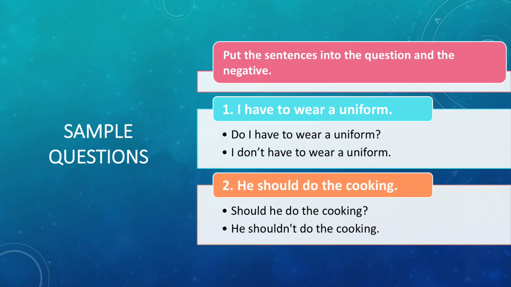Sample questions. You might be asked to put the sentences into the question or the negative. Sentence number 1 is, I have to wear a uniform. As a question, it is, do I have to wear a uniform? In the negative, it is, I don't have to wear a uniform. Sentence number 2, he should do the cooking. It's an affirmative sentence. So as a question, it is, should he do the cooking? Or in the negative, he shouldn't do the cooking.